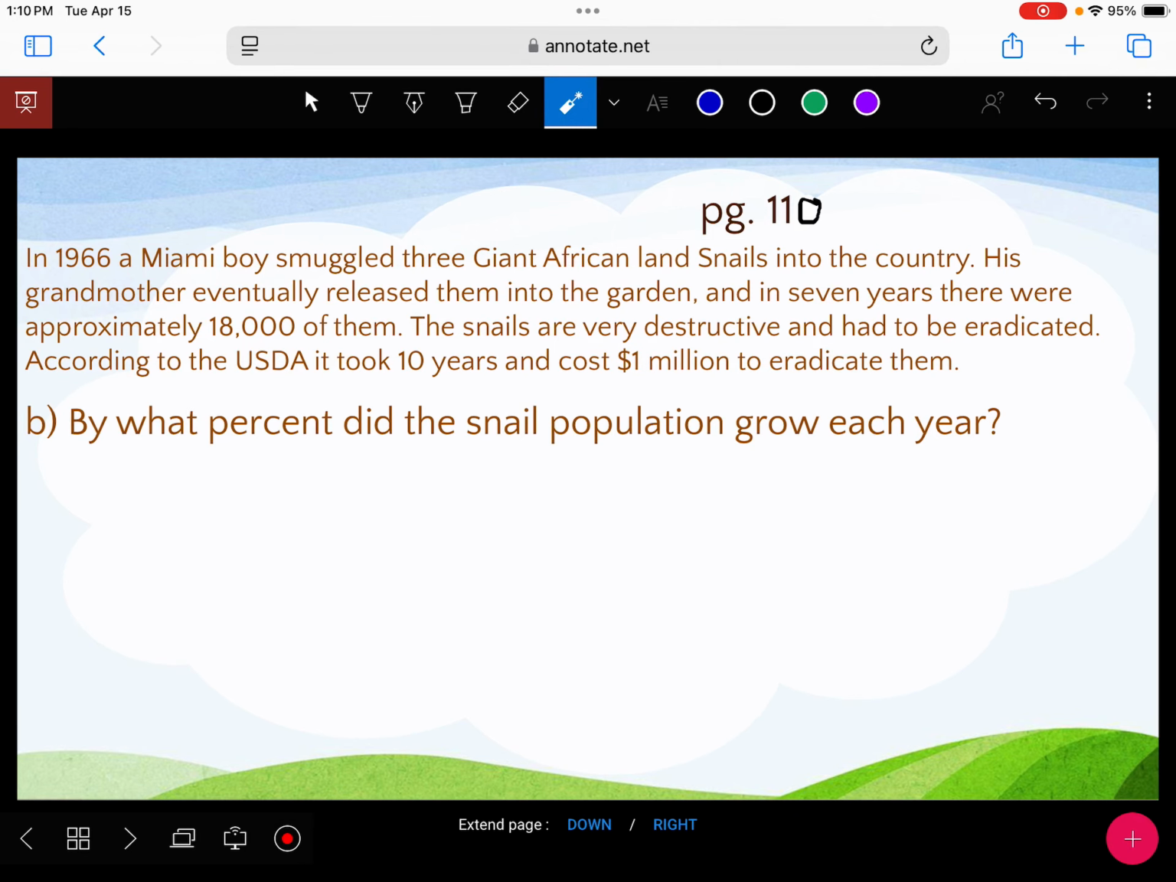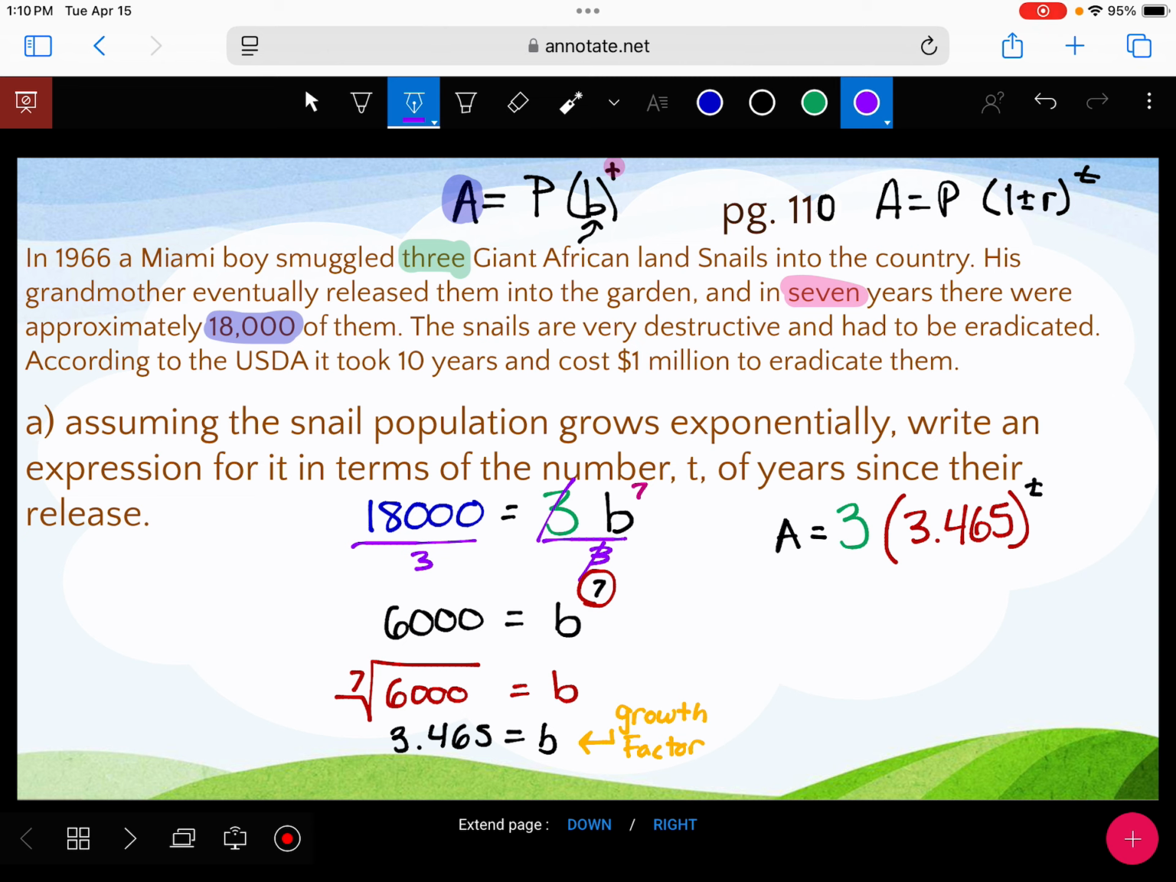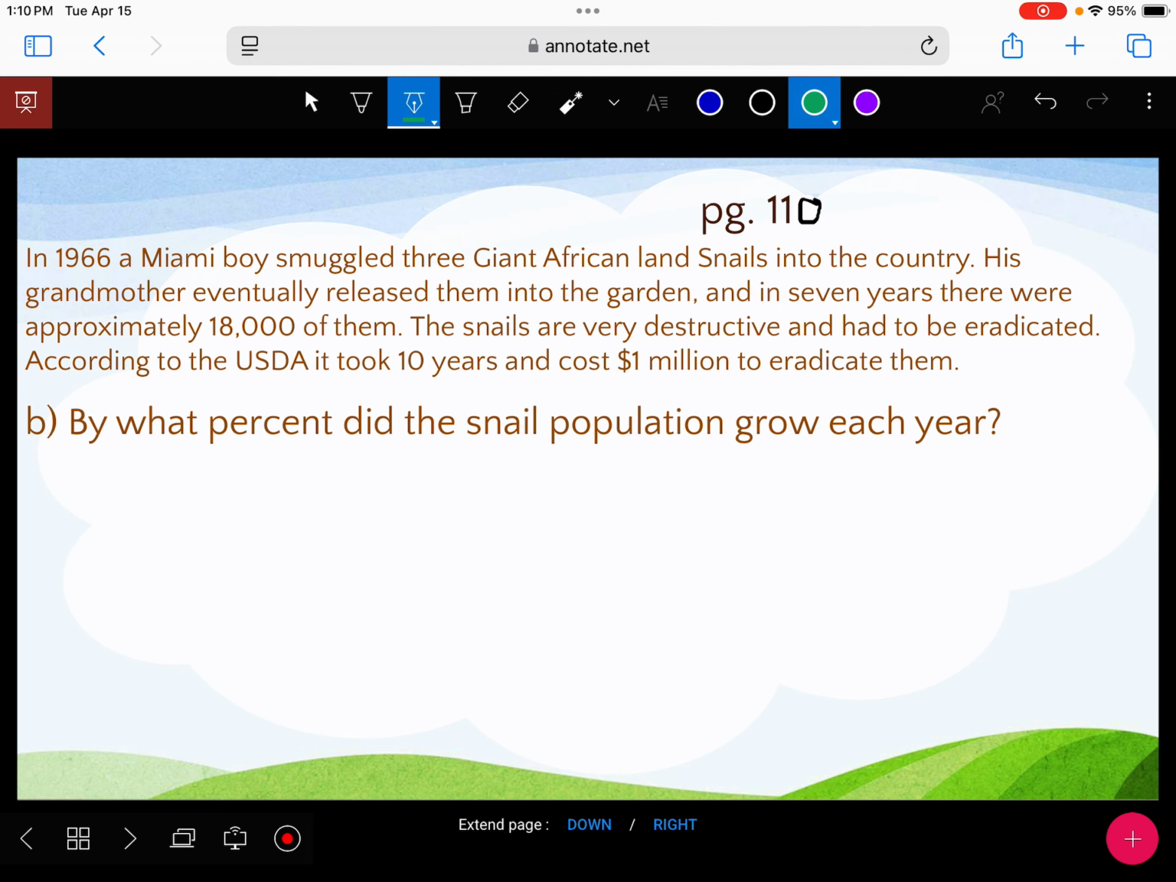Get D on this page. So we did find our growth factor over here. We figured out that this was growing at 3.465 every T. That's what the growth factor tells us. So our B, just pulling this over from A, was 3.465.